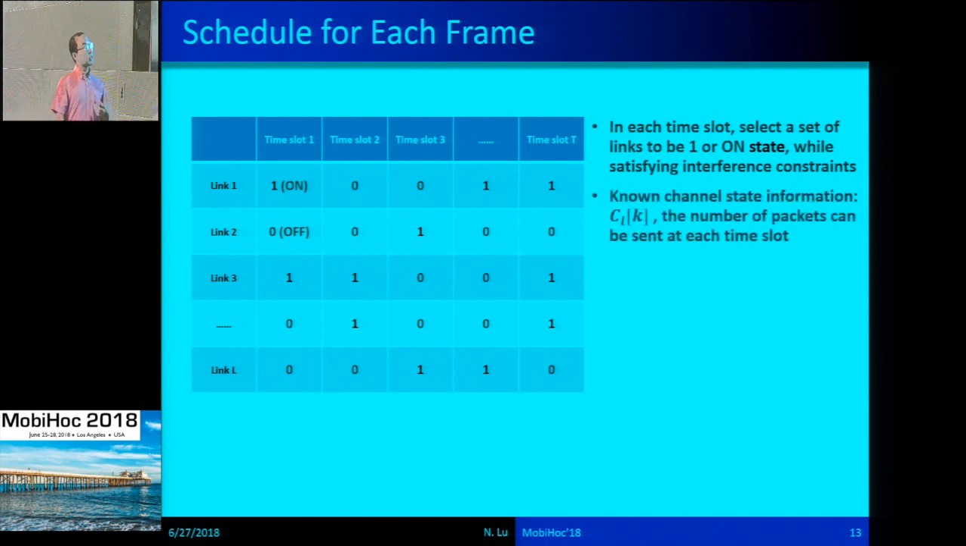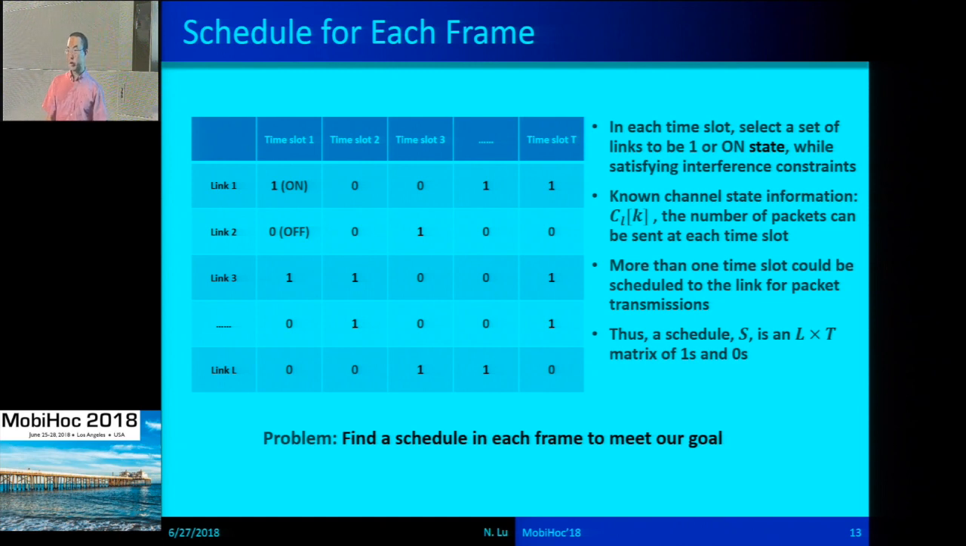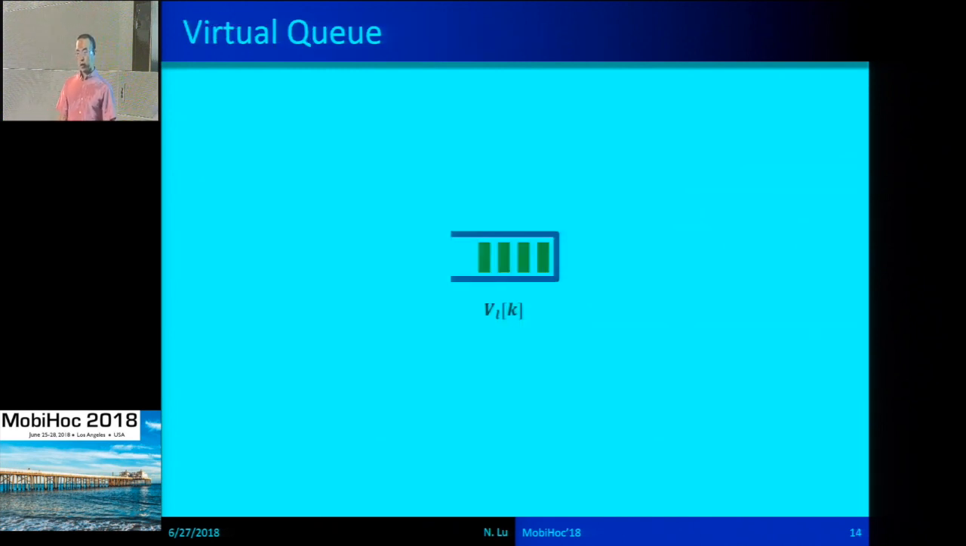We consider a known channel state information C_LK, that is, the number of packets that can be sent at each time slot in frame K. More than one time slot can be scheduled to a link for packet transmission. For example, for link 1, there are 3 ones, which means 3 time slots allocated to that link for packet transmission. The schedule of the transmission over a frame looks like a matrix of ones and zeros. The problem of real-time scheduling is to find the best schedule in every frame to meet our goal. The first technique introduced for real-time scheduling design is the virtual queue.